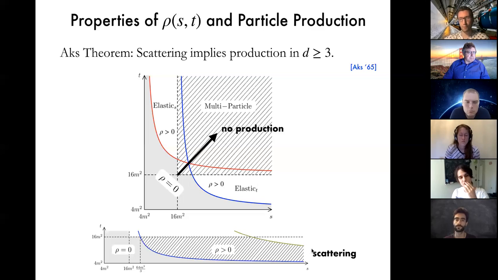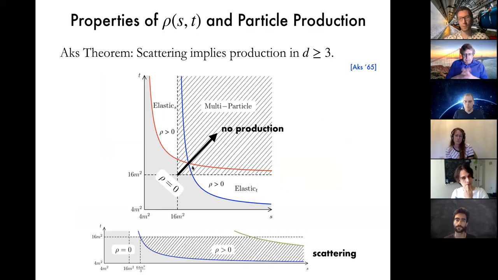So therefore, you have a tension between crossing, the fact that there is a scattering, and the fact that there is no production. So scattering tells you that rho has to be positive here, and on the other hand, in a crossing channel, you get that it has to be 0. Therefore, you have a contradiction, and there has to be a particle production.